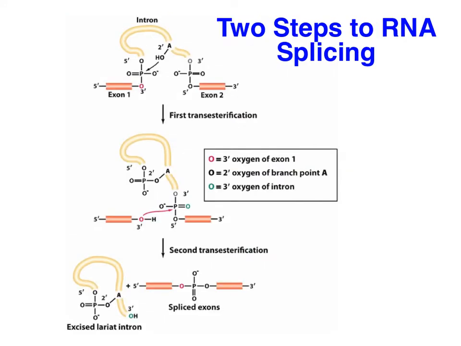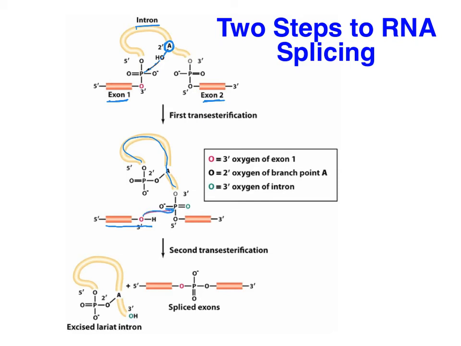Here's a zoomed in version of what's happening during the spliceosome steps of splicing. We've got our exon 1, our exon 2, and here in yellow is still our intron. The first thing that happens is this branch point A sort of attacks the end of exon 1. And the result of that is that we make a little loop here. All of the intron is now in a sort of loop, but the end of exon 1 is free. It's not attached to anything.